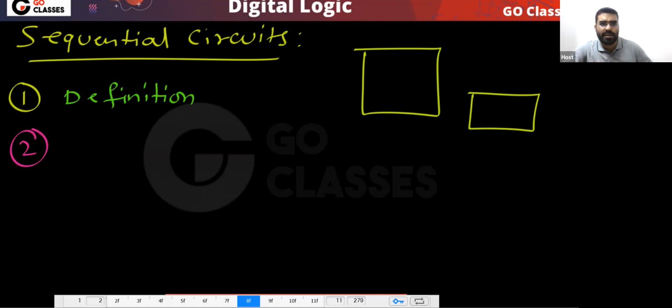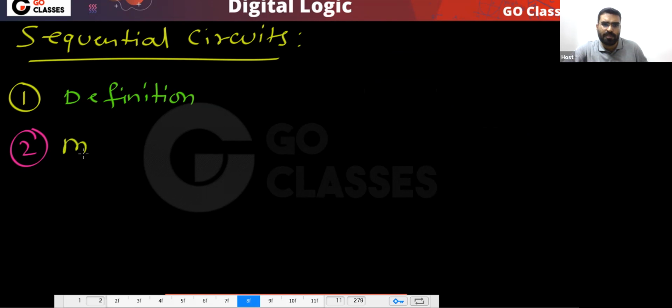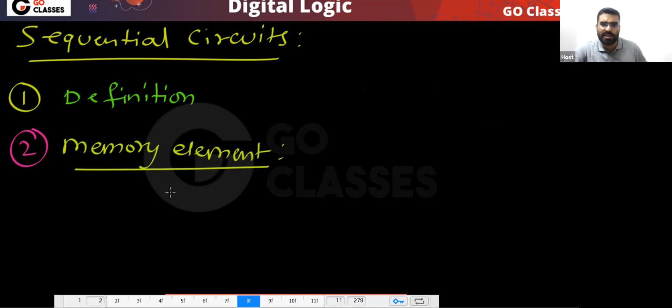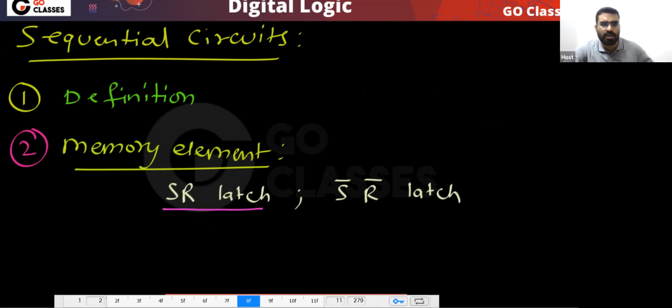For the memory element, we started with the very basic memory elements we studied: one was the SR latch, another was the S bar R bar latch. These two we studied. Do you remember the most important point in SR latch? On that point, many questions come in the GATE exam.